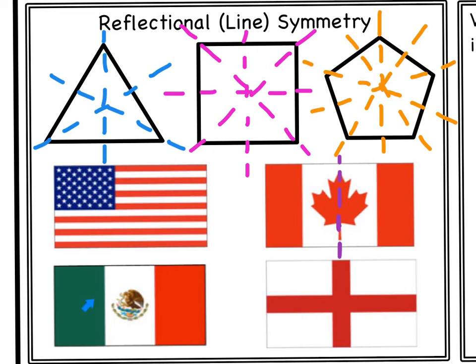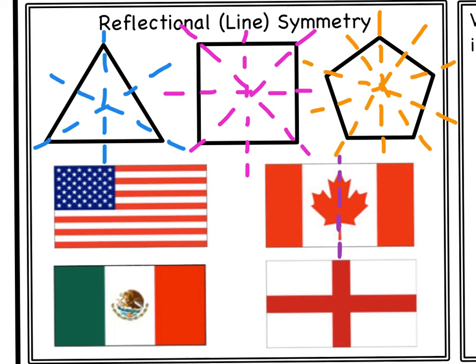Now, looking at our Mexican flag, which is down here at the bottom, this one does not have reflectional symmetry because the left side is green and the right side is red, so I definitely wouldn't be able to divide it down the middle. And I can't cut it vertically because of this little emblem in the middle. The top of this emblem is not the same as the bottom. So this figure right here would not have any lines of symmetry.